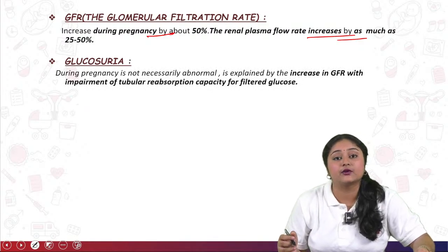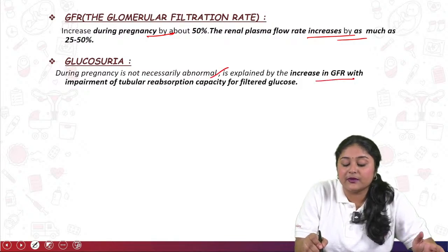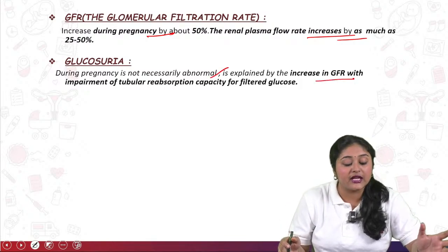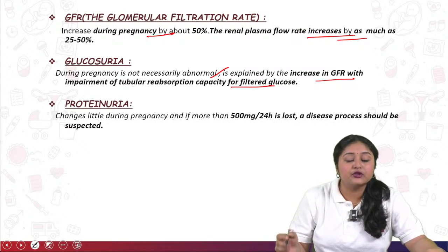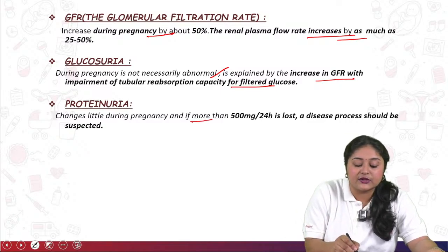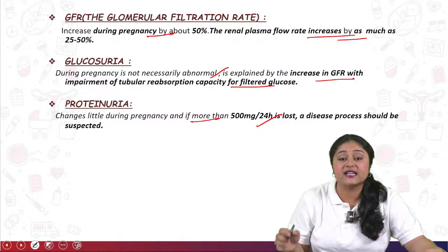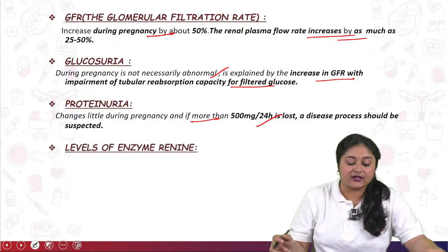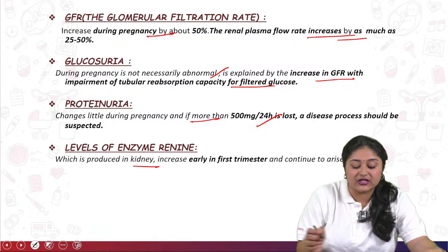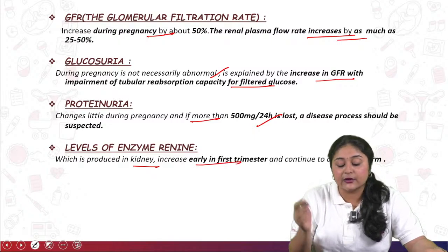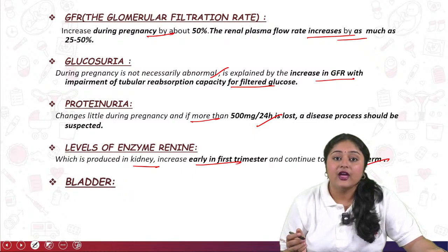Now come to glycosuria. During pregnancy it is not necessarily abnormal, which is explained by the increase in glomerular filtration rate with impairment of the tubular absorption capacity of the filtered glucose. Now come to proteinuria. It changes little during pregnancy; if more than 500 mg per 24 hours is lost, a disease process should be suspected. Now come to the levels of enzymes. Renin, which is produced in the kidney, increases early in the first trimester and continues to increase until the term phase of pregnancy.